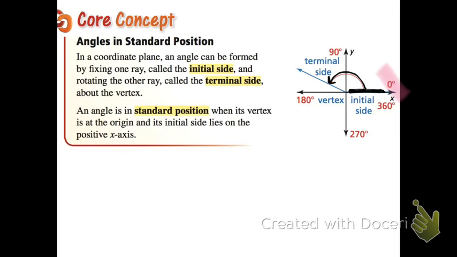A few things to note is that every quadrant is 90 degrees. So this is 90 degrees. That's another 90, so there's 180. Another 90, that makes 270. And then another 90, you'd be back to where you started at 360.